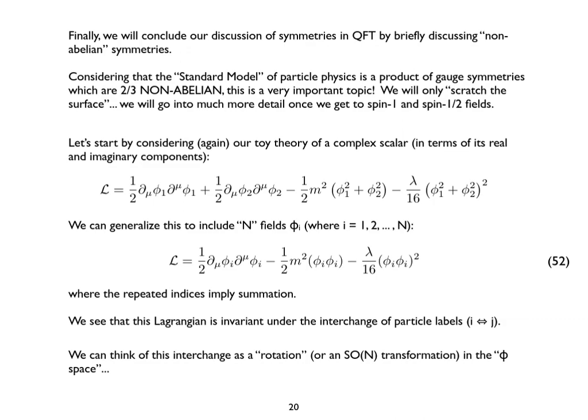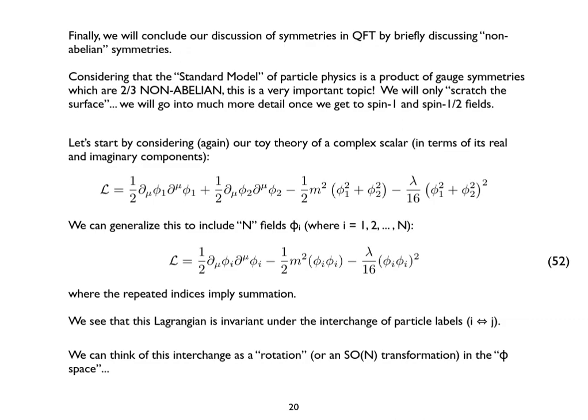So let's start again with our toy theory of this complex scalar field. I'm going to write it in terms of phi 1 and phi 2. And actually, I want to generalize this to n fields, where n is some large number, okay? The repeated index i means I'm summing over all those. So there are n copies of this Lagrangian. And this Lagrangian you can show is invariant under the interchange of any of the indices. If I interchange i with j, or 1 with 2, or 1 with 142, the Lagrangian stays the same, right? So there's some symmetry there.